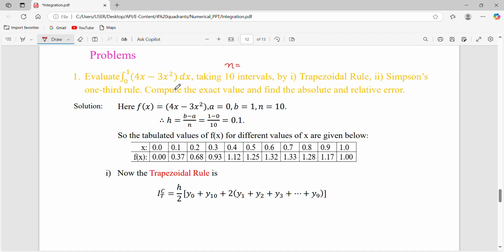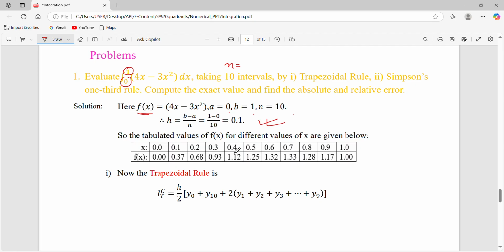What is given here? The function is given, that is 4x minus 3x squared. This is the initial value and this is the terminal value. So a equal to 0, b equal to 1, n equal to 10 are given. So we can easily find h. The formula is (b minus a) by n, so (1 minus 0) divided by 10, that is 0.1.